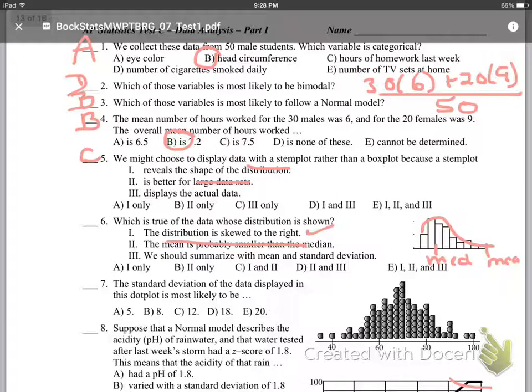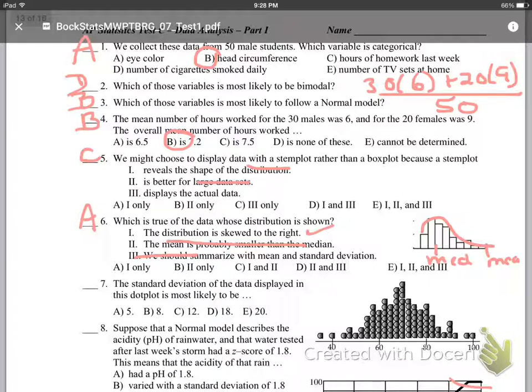We should summarize with mean and standard deviation. Okay, so you got to remember, this was something that I told you about that was in the book that I didn't teach. If your data is symmetric, it's best to use the mean. If your data is skewed, it's best to use median. So number 3 is not true, so the answer is A.